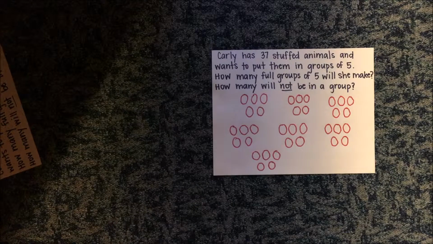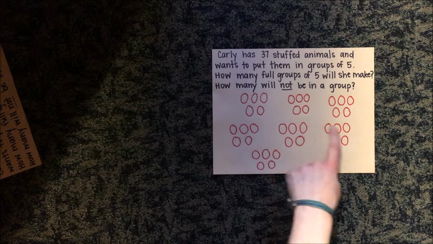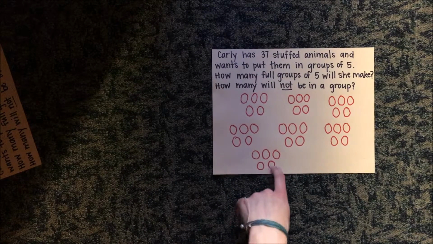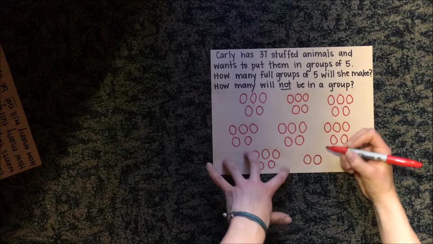So I see now that I drew 35 circles, which represents 35 stuffed animals. Now, if I add another group of 5, that's going to take me to 40. And 40 is more than 37, so I don't want to add a whole group of 5. So what I'm going to do is add individual circles until I get up to 37. I know that I have 5, 10, 15, 20, 25, 30, 35 so far. So I'll add another one, and I'll get 36 and 37.